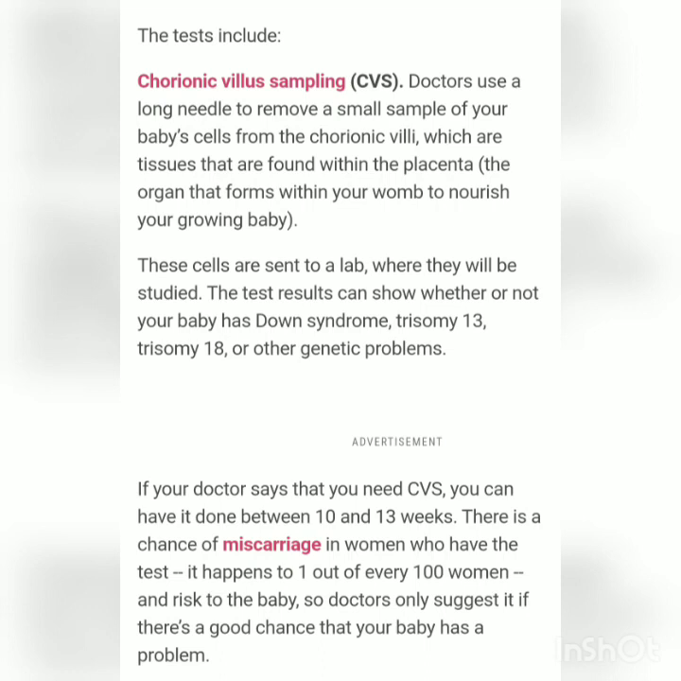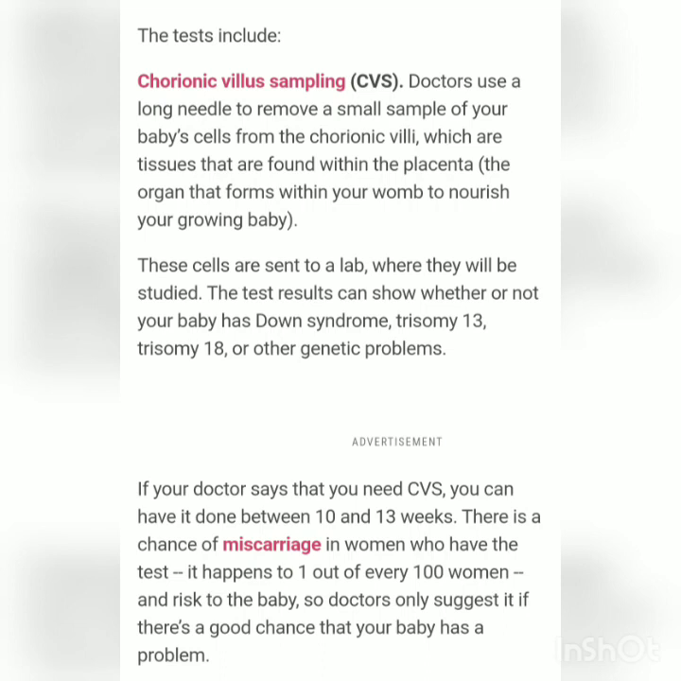So doctors use a very long needle. They remove a small sample of your baby's cells from the chorionic villi layer, which is the tissue within the placenta. The placenta is a nourishing organ. These cells are then sent to the lab, where they are studied.